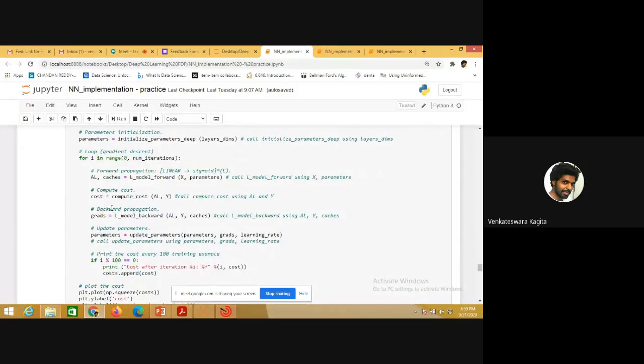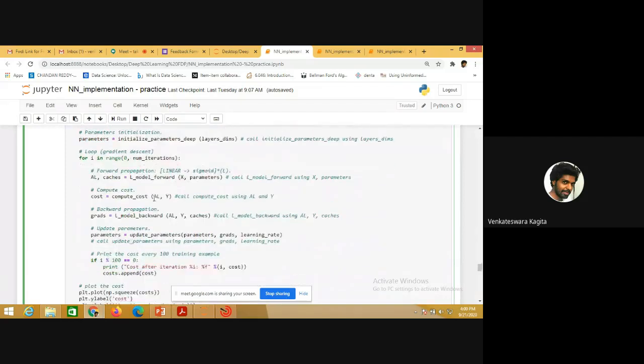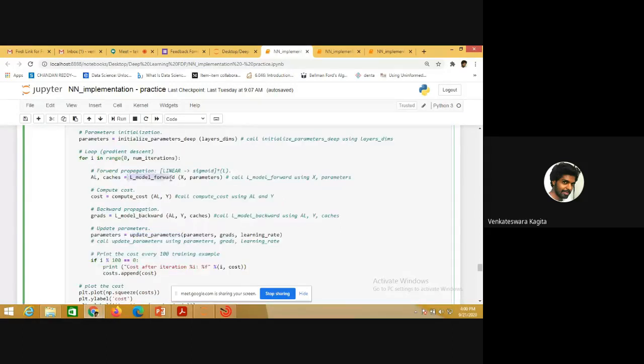So you have L layer forward and L layer backward also, right? So you can develop the L layer model, which takes as input X, the output Y also, layer dimensions, learning rate, and number of iterations, which is the convergence condition. How many iterations you have to repeat. So for all the iterations, 0 to number of iterations, you first do forward propagation, then compute cost, backward propagation, then update the parameters. So this you repeat 1500 times, which is the convergence criteria.